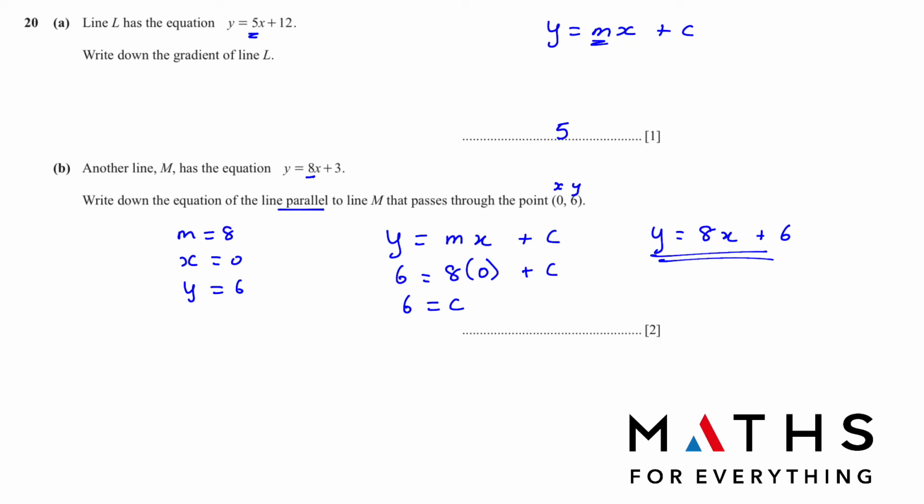A small thing to remember, if your X is 0 and your Y is given, your C is going to be the Y value. You don't need to do this. Your gradient and your C, you can just write it directly in the equation of the line.